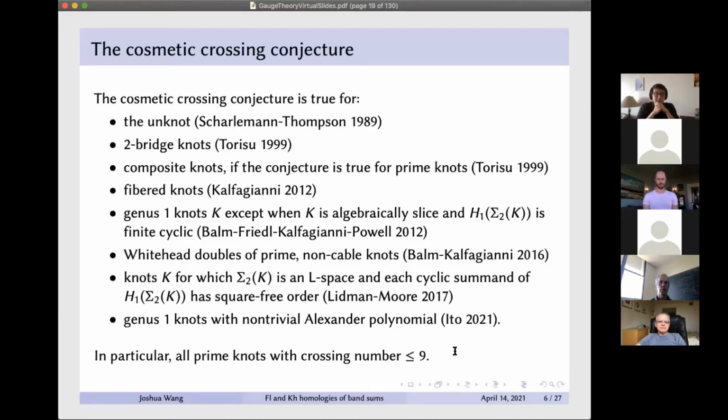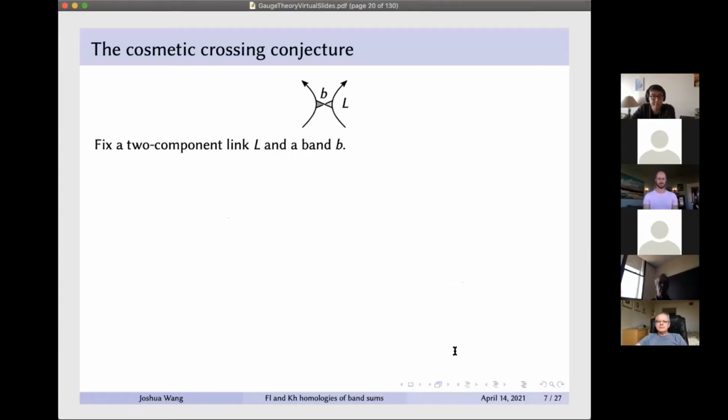Okay, so the conjecture has mostly been viewed as a conjecture about knots and their crossing changes. But I'd like to suggest and take a slightly different approach to this conjecture, and that's to view it as a statement about two-component links and their band surgeries. So let me illustrate what I mean. So now imagine that your starting data, instead of it being two knots that differ by a crossing change, suppose that your starting data is a two-component link and a band B. Now you can isotope the band and the link so that it looks like this local picture.